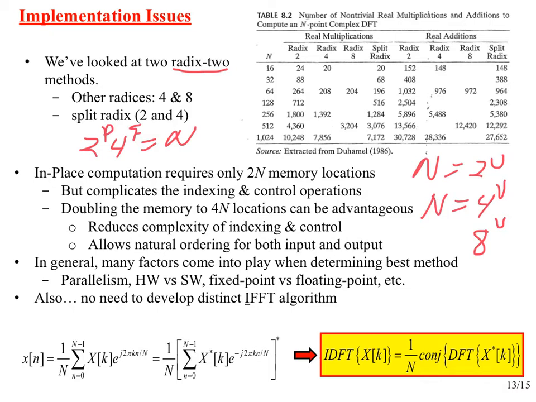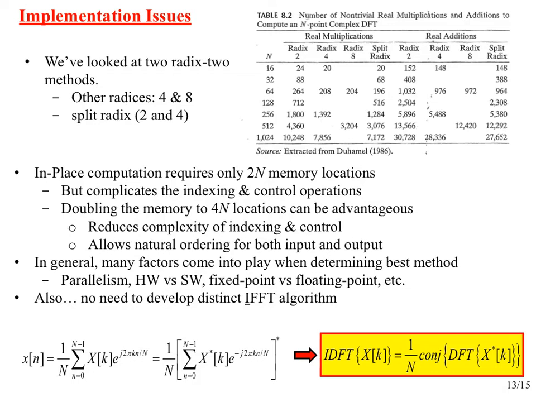So this table over here says it's extracted from Duhamel from 1986, but I actually got this right out of the textbook, table 8.2. This is just showing the number of non-trivial real multiplications and additions to compute an n-point complex DFT. Non-trivial means that some of the multiplications you might have to do might be multiplication by 1 or multiplication by -1, and so those aren't actually counted.